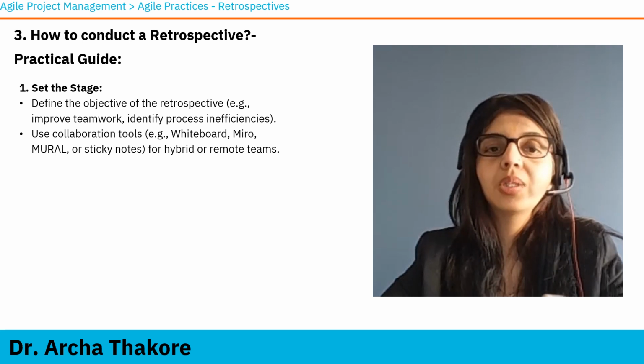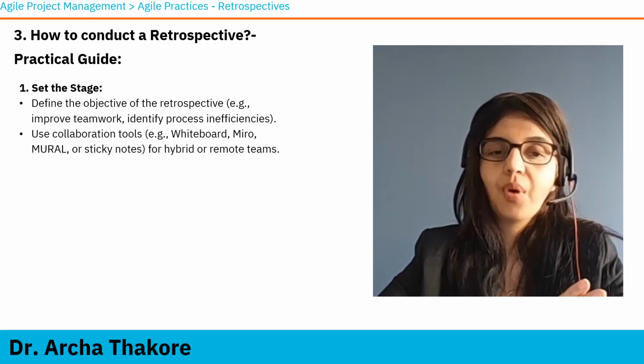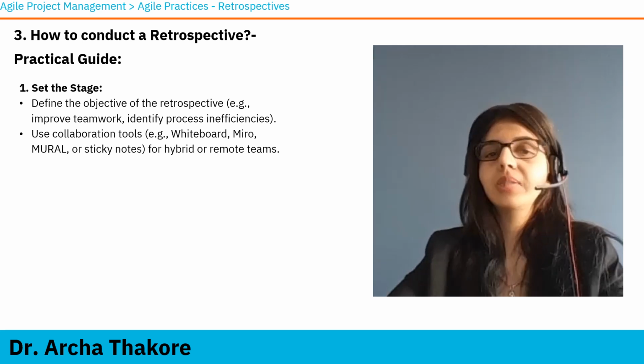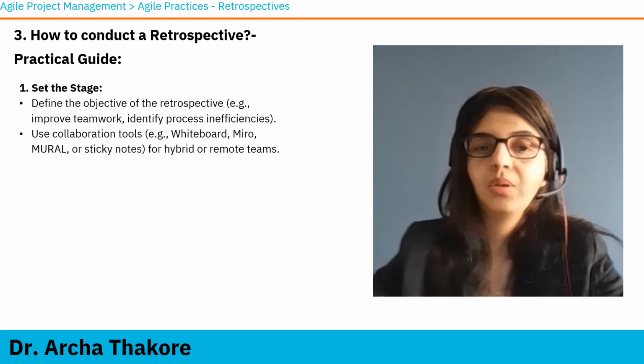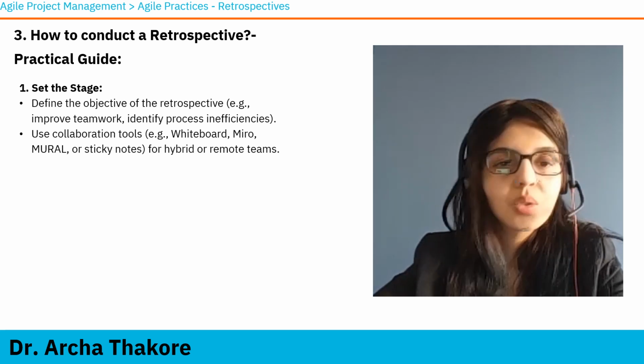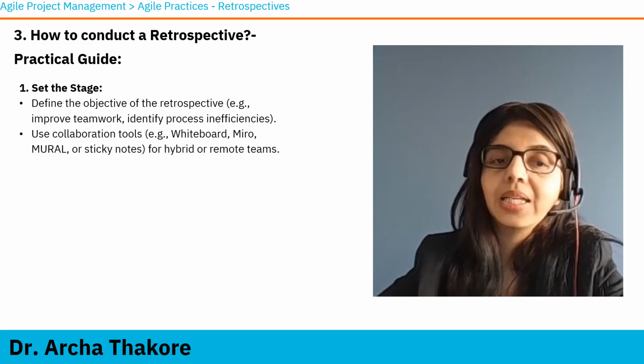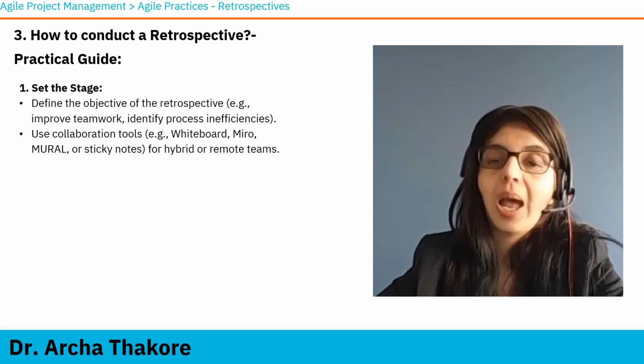Do we want to work on some inefficiencies that we are following? The team is not progressing, the work is not progressing as expected. What is the matter? What is the objective? The generic objective is just to look back at the work and find areas of improvement. The second one is to use collaboration tools.